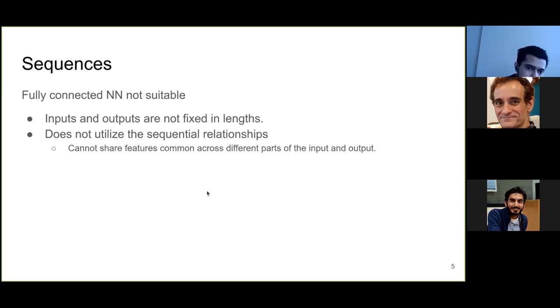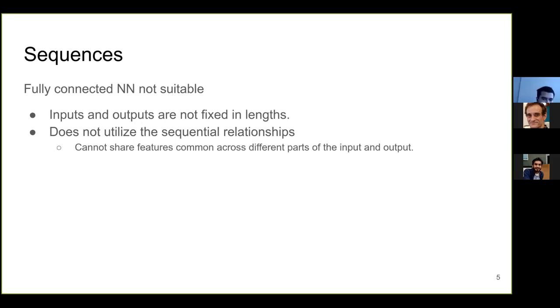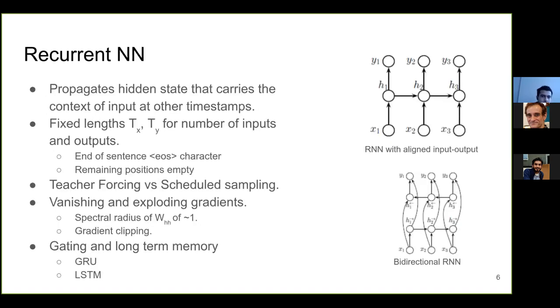We prefer not to use fully connected neural networks because inputs and outputs are not fixed in length. The sequences can vary. Also, there are relationships in sequential data related to its previous and future time steps, and fully connected models do not utilize those. So we need a special type of model design. Usually we use recurrent neural networks, in which a hidden state is propagated through time. This hidden state carries the context of input at other time steps.